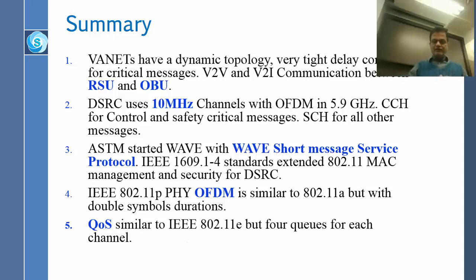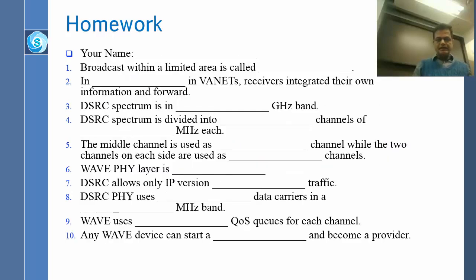ASTM started with the WAVE short message service protocol, and then 1609 started the MAC and the management, and then 802.11p provided the PHY, and they basically took the 11a PHY essentially. QoS is similar to 11e, but now extended to multi-channels. This is common. This is all basically the summary of this. There is a homework, and there is a reading list.